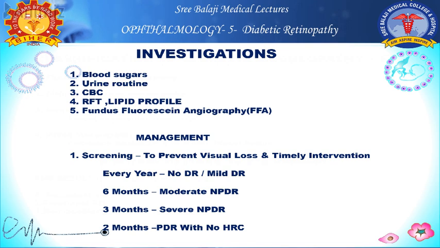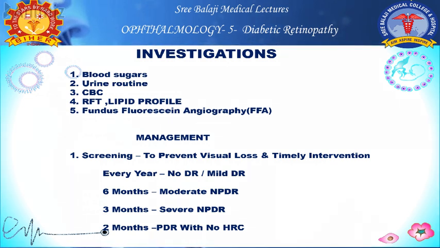So management. First we have to investigate the patient. The most common blood investigation that we ask for is blood sugars, which includes the fasting, postprandial and HbA1c. Then we can do urine routine. A complete blood count is also taken to rule out anemia and other electrolyte imbalance. Then renal function test is done. Cholesterol levels should also be done. And then we can plan for fundus fluorescein angiography.